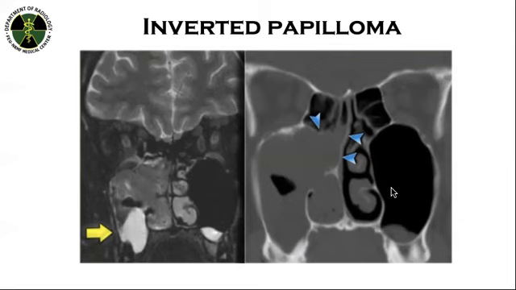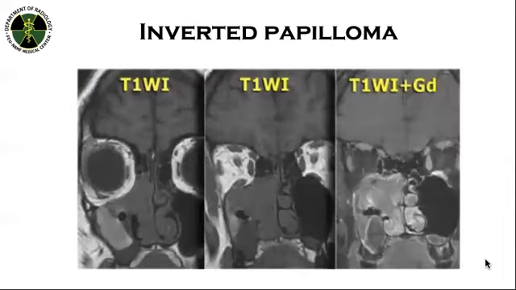And then this one is a coronal CT scan demonstrating remodeling of the bone and expansion as pointed by these arrows. So this is an example of your inverted papilloma. So this is T1, also T1 in coronal and T1 with contrast.